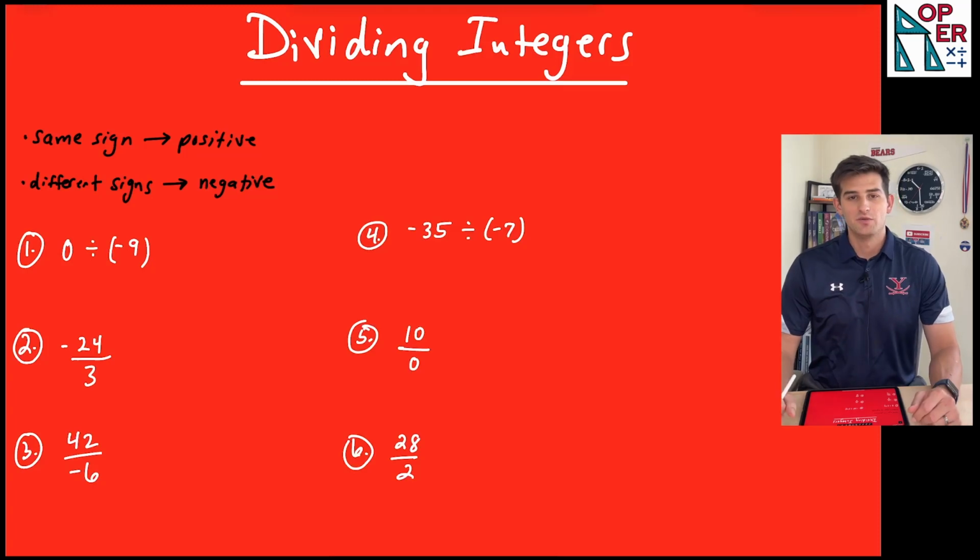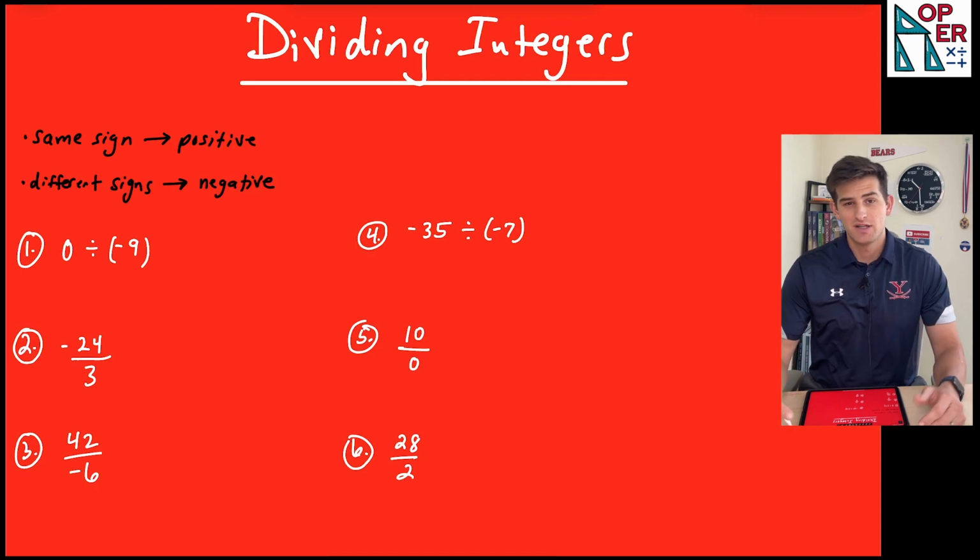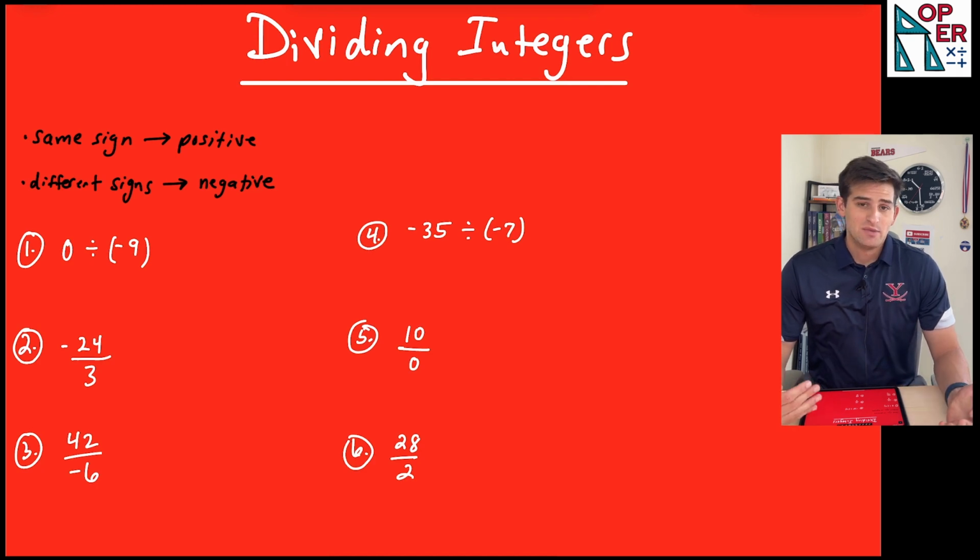Hello everyone, in this video we're going to talk about dividing integers. So at the top in black we have two bullet points that are basically our two criteria that we need to follow when we are dividing. It deals with the signs of our integers. What the sign means is we could have positive numbers or we could have negative numbers.